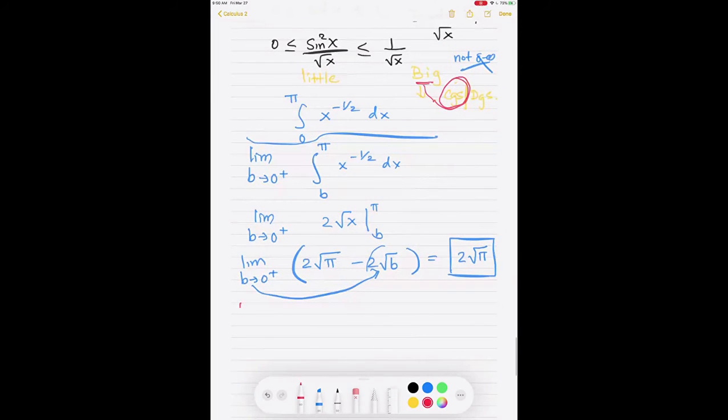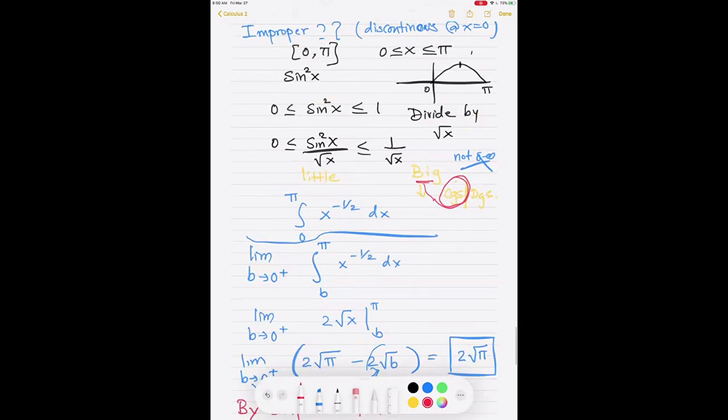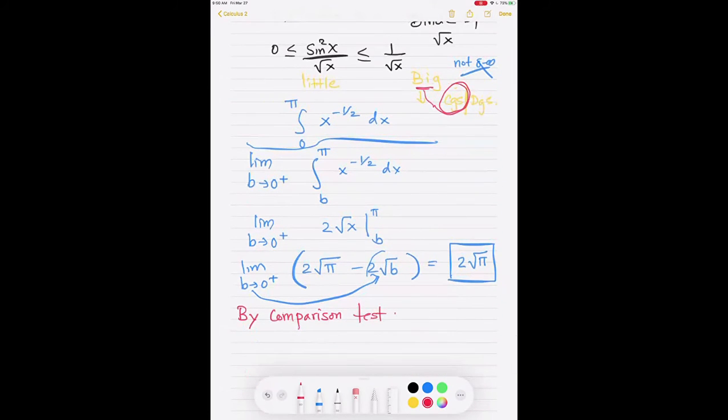So I'm just going to say by comparison test. I don't know if you want to introduce F and G. I'm just going to say the big and the little. I really like that. If you want to write big and little, go for it. I'm not going to take points off because you don't write it, and I'm not going to give you extra credit because you write it. I'm just going to say by comparison test, what do I know? That the integral from 0 to pi of sine squared x over square root of x is convergent. So it's a convergent integral.